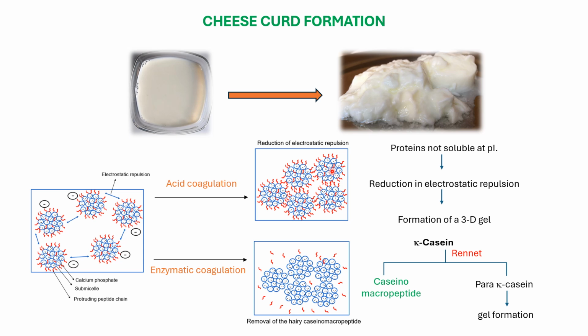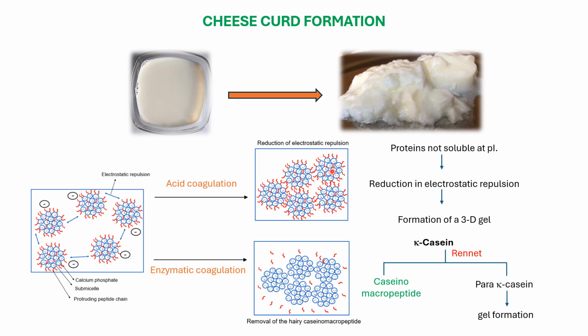Milk has a pH of 6.6 and casein is known to have an isoelectric point of 4.6. So when we add acid, like acetic acid in the form of vinegar, citric acid, or, industrially, glucono delta-lactone, it reduces the pH of milk gradually from 6.6 to 4.6.